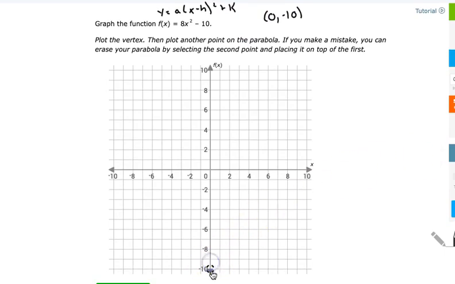Oh, let's try that again. I hit that. There we go. Up next, I need another point. Well, if I'm at 0, negative 10, 1 would be pretty easy to put in. So let's try putting 1 in.